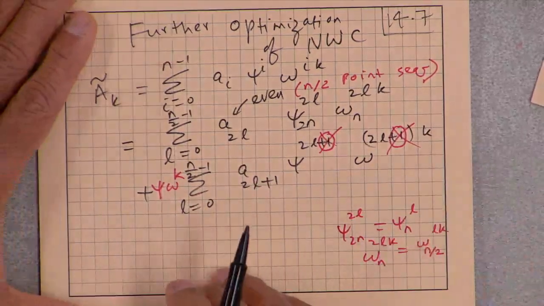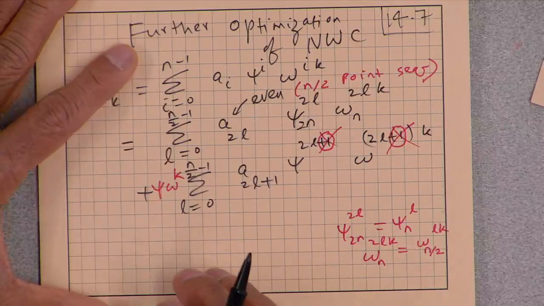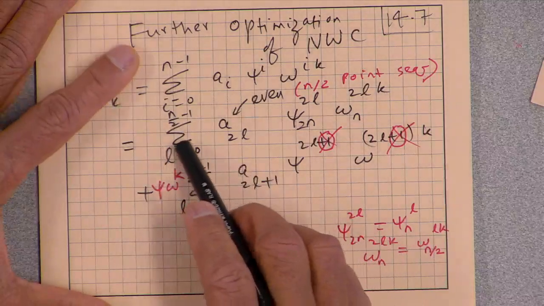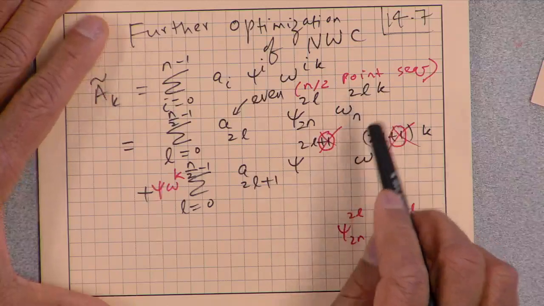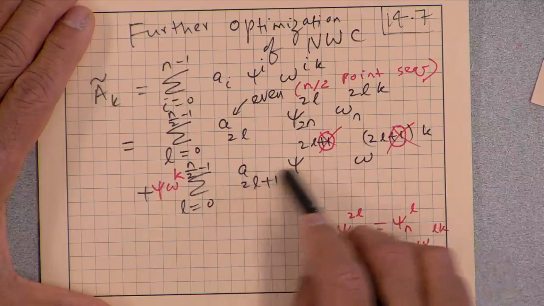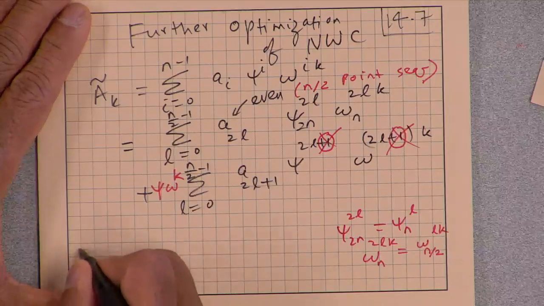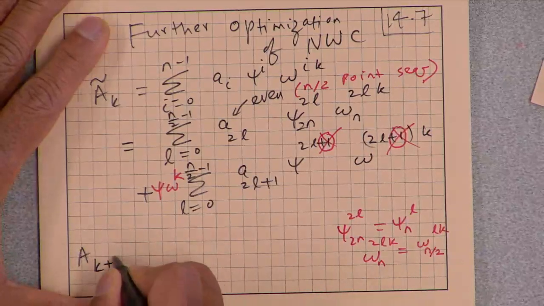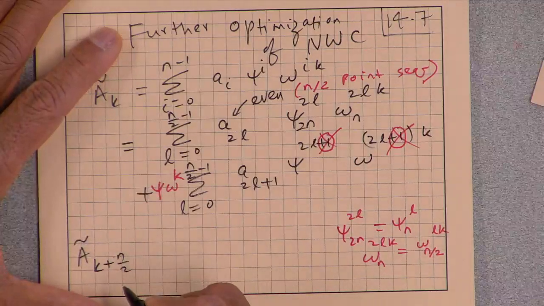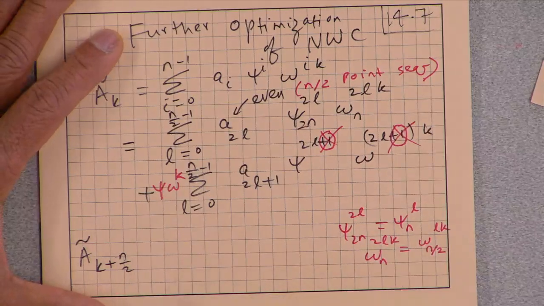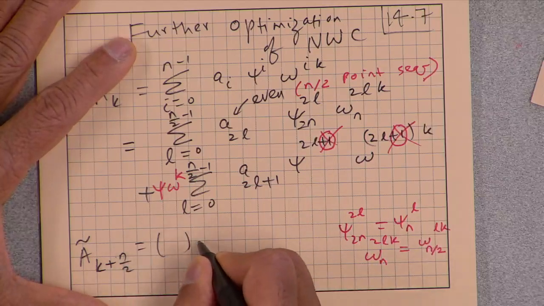Okay, so now what I have is something that looks like some kind of an n by 2 point entity of the even, some kind of n by 2 point entity of the odd, and then if I want to compute a k plus n by 2 tilde, what will happen here is, so this first sum is going to be there, okay.